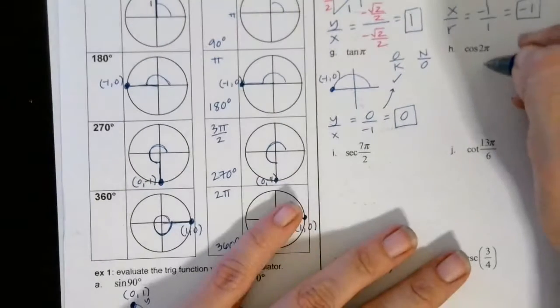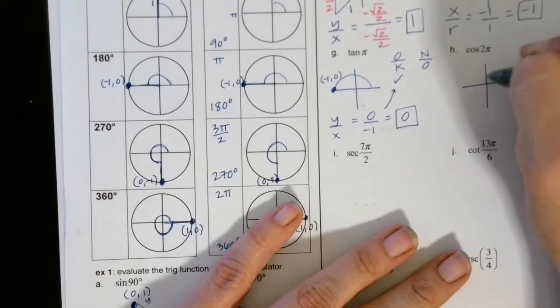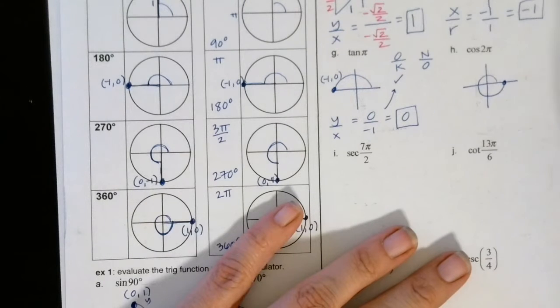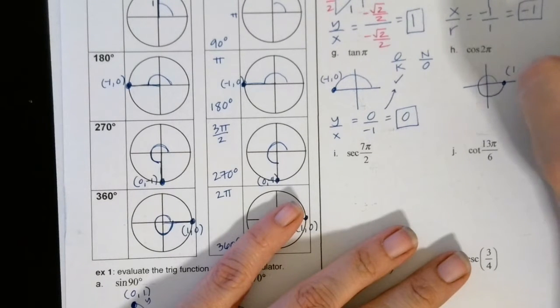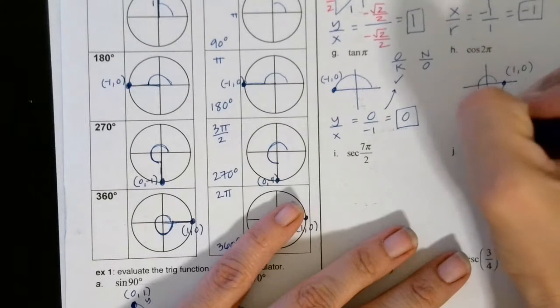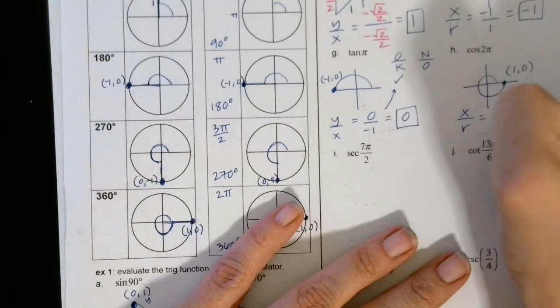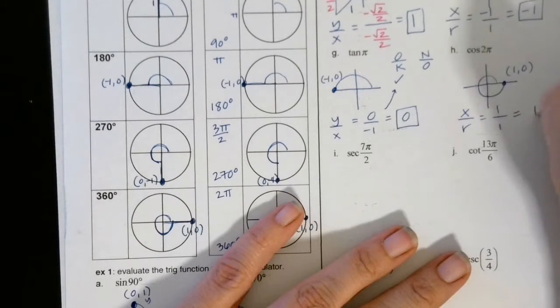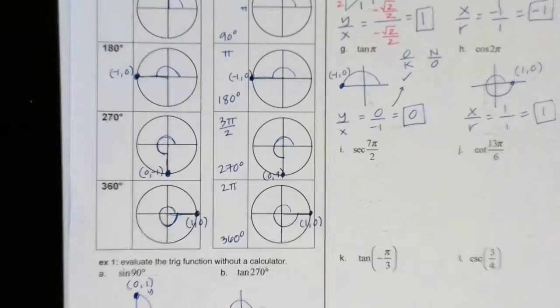Cosine of 2 pi. 2 pi is there. That is the point 1, 0. Cosine is x over r. Radius is always 1. Cosine is 1. Or the x value is 1, so that's going to be 1.